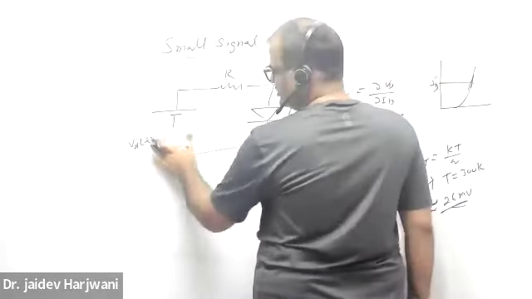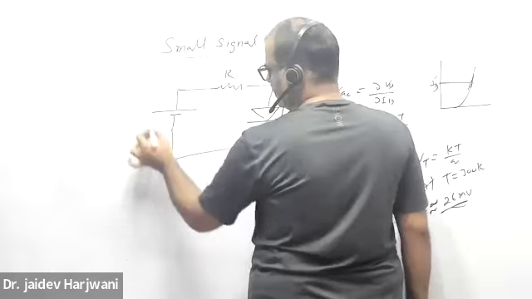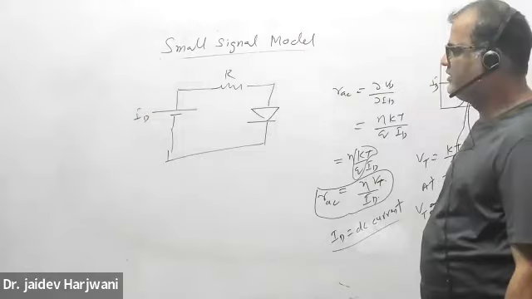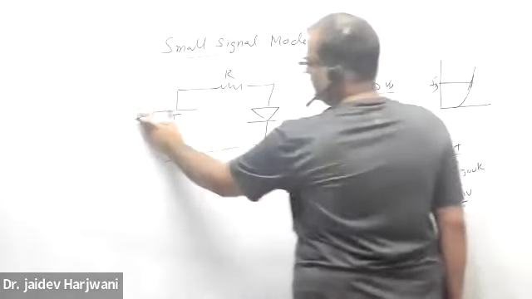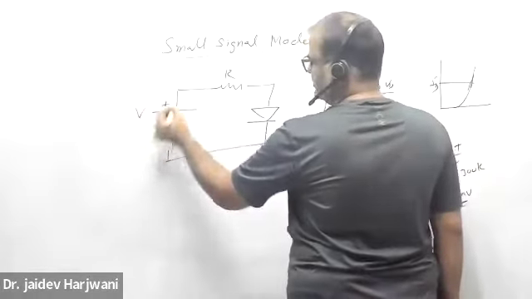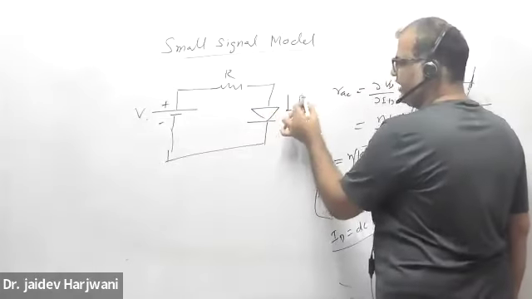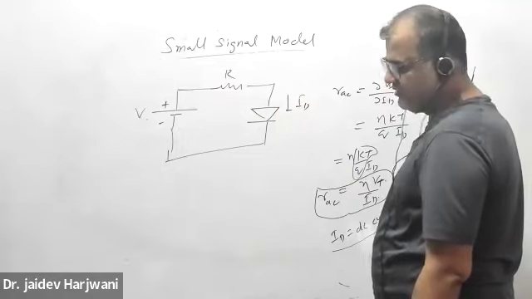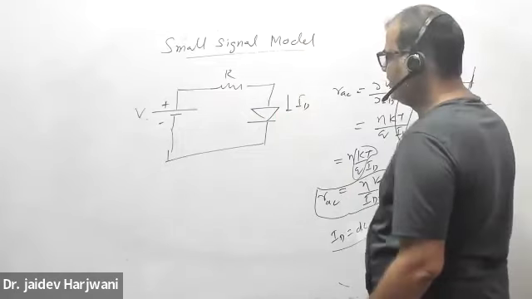First you say this is not present, and now this will become only the battery, and now you find ID. Once you have found out the ID, now you know.